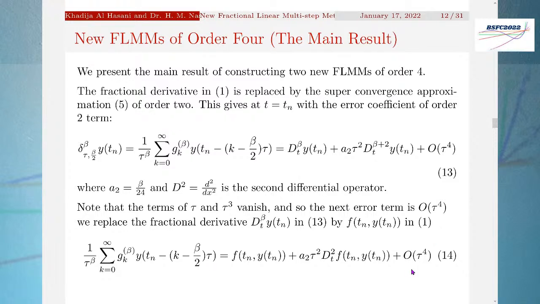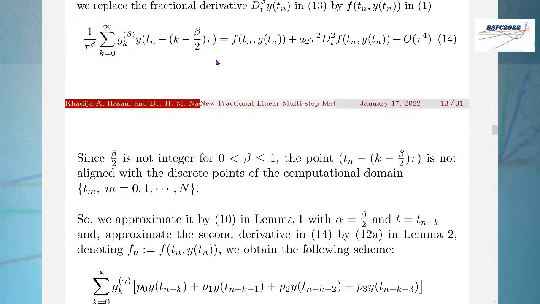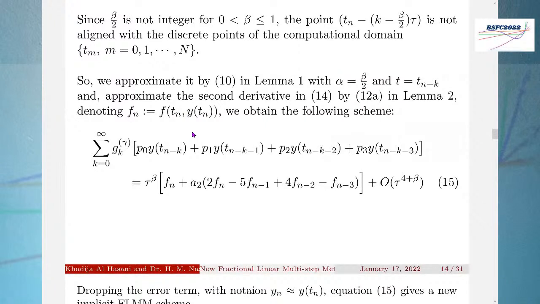As we can see, this term, which is beta over 2, since it is not an integer, will not be aligned with the discrete points of the computational domain. So we'll approximate this part by using lemma 1. And here we have the second derivative, and we can use the first part of lemma 2 to approximate this part. So, using this notation, we'll get this kind of scheme.